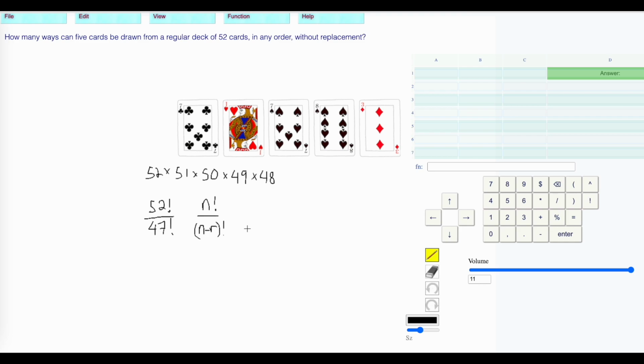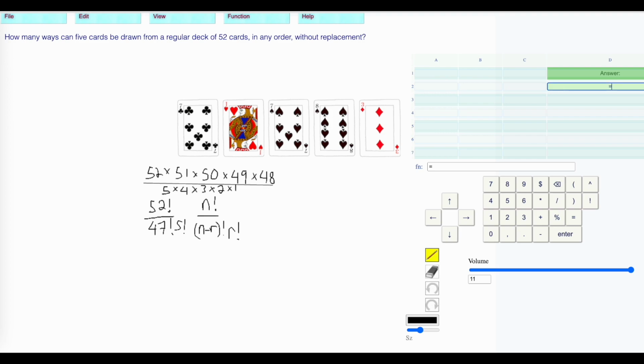If the order doesn't matter, then let's say this is your winning hand. But if you drew the 3 of diamonds, then the 7 of spades, then the 8 of spades, and the jack of hearts, and the 7 of clubs, you would still win. We want to divide this result by the number of ways of arranging these cards. We're going to divide by 5 factorial. So it's going to be all that divided by 5 times 4 times 3 times 2 times 1. It's 52 factorial divided by 47 factorial divided by 5 factorial, or it's n factorial over n minus r factorial over r factorial, and that's your formula.